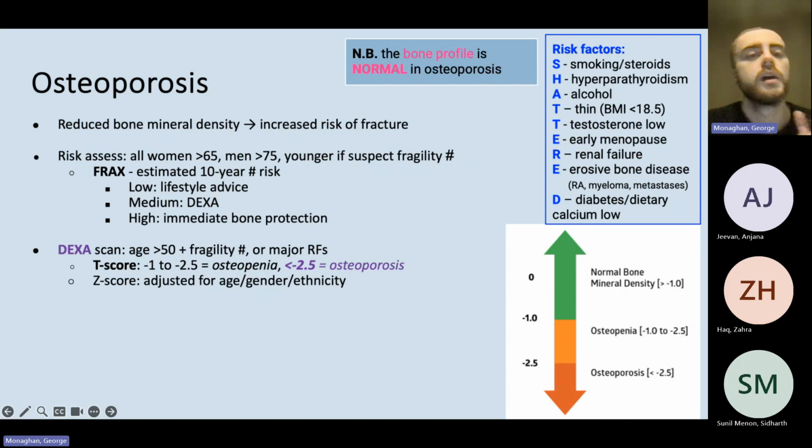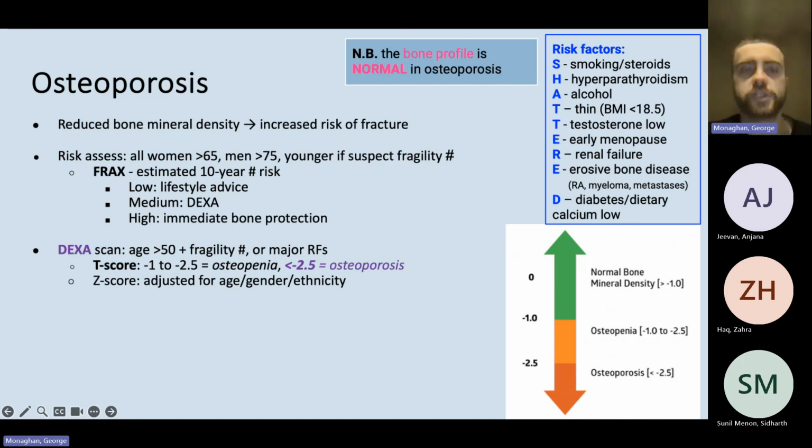So a DEXA scan, they go if they're over 50 with a fragility fracture or major risk factors for osteoporosis. The T score is compared against the bone mass of a young reference population. So if it's a 90-year-old woman, you're still going to be compared against younger women. If we have a score between -1 and -2.5, we call that osteopenic, and if it's less than -2.5, they're osteoporotic and they have osteoporosis.